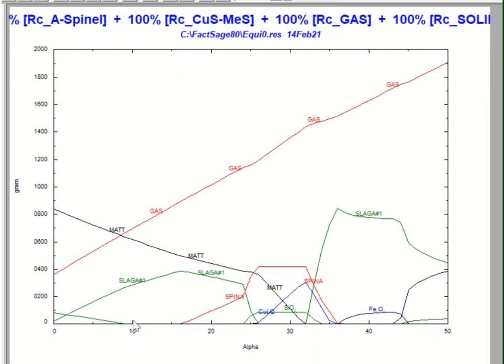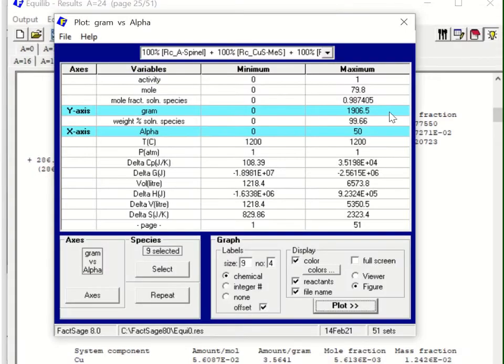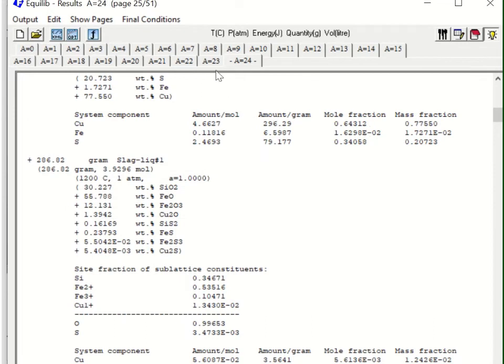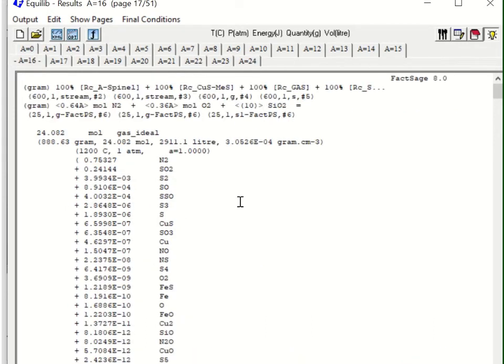Okay. Depending on the alpha amount, the gas amount, this is the amount which is changing with the change of the phases. Okay, so you have slag, matte, gas, and solid spinel, etc. So here, from this to this range, you don't have any other solid phase, only slag and the liquid matte. Okay, that's good. So, as I explained, A equal to 16 is the good condition for this calculation. So let's just close it and then look at it again. So A equal to 16 here.